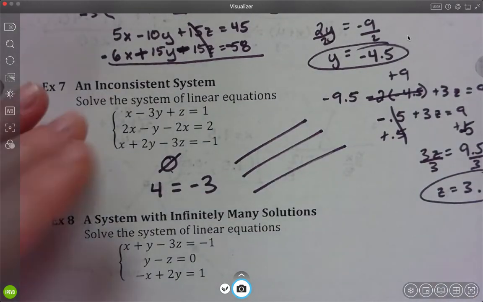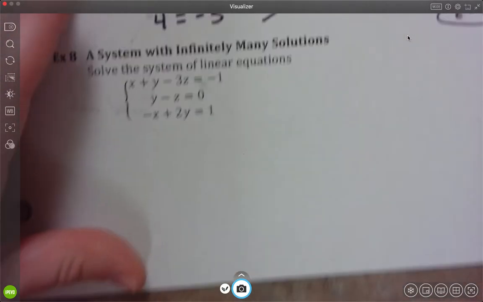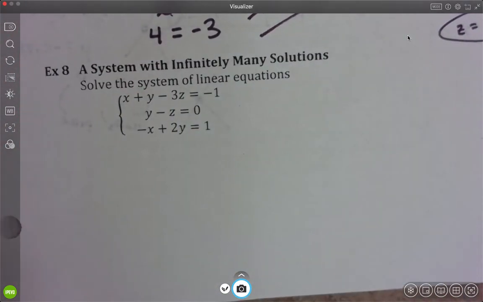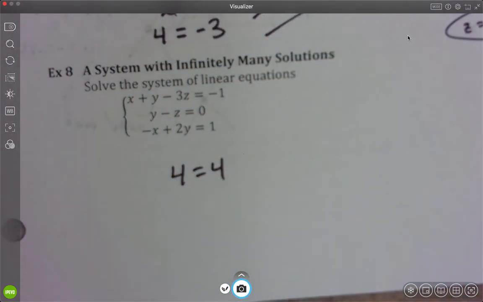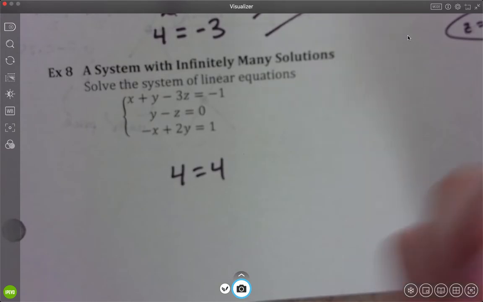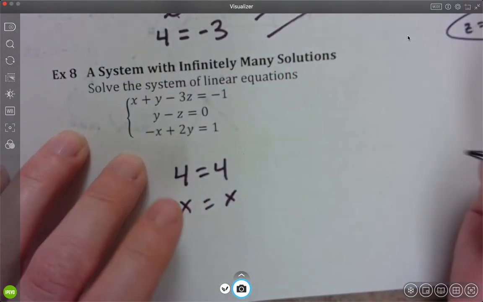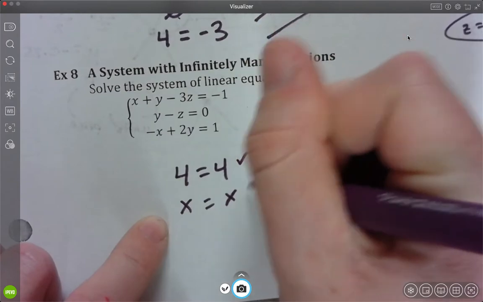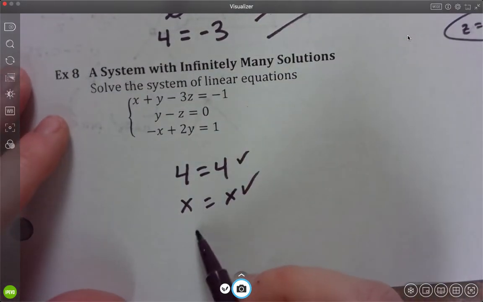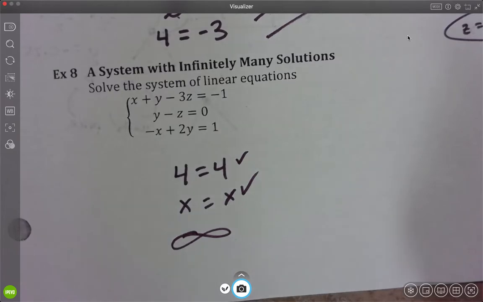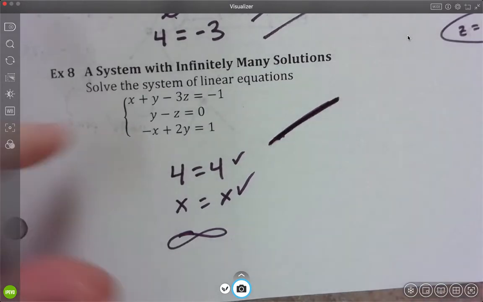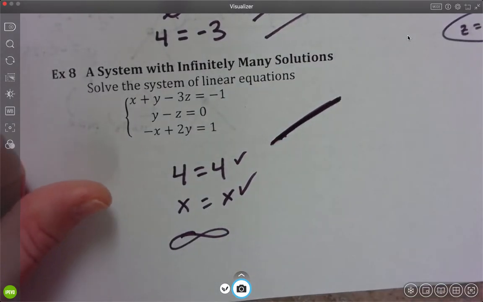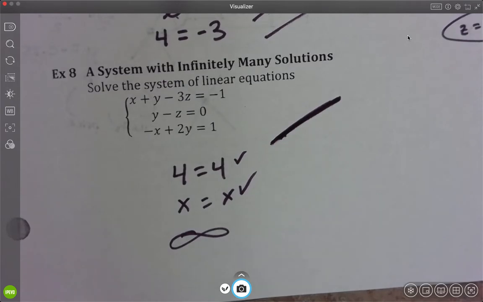Now, example 8, what will end up happening is we'll have infinitely many solutions, and we'll get something like 4 equals 4. Well, when does 4 equal 4? Basically, everything else is going to cancel out except 4 equals 4, or you might end up with x equals x. Well, 4 is always equal to 4, or x is always equal to x. So that means I'm going to have infinitely many solutions, and they're going to touch at infinitely many points. These 3 lines are going to be exactly the same line, one on top of each other. And that's what will happen when I have infinitely many solutions.